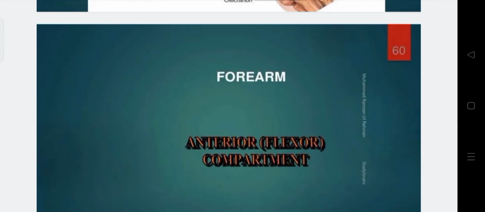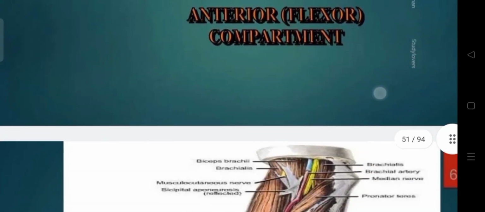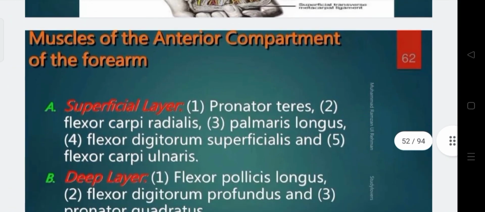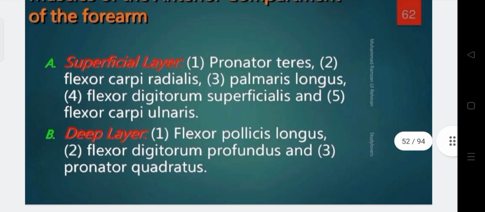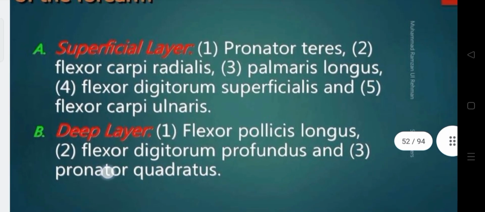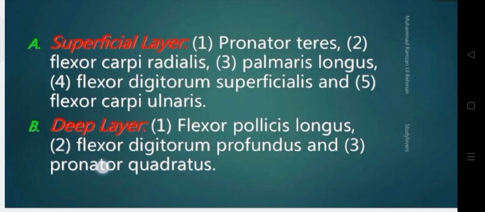Now we come to the forearm. Again, we divide the forearm into the anterior compartment and then the posterior compartment. Further, we divide the anterior compartment into the superficial layer and the deep layer. There are 5 superficial layer muscles and 3 deep layer muscles. So you can memorize with the help of the mnemonic, which is FFFPP. Accordingly: Pronator teres, FCR, Palmaris longus, Flexor digitorum superficialis, and the FCU.